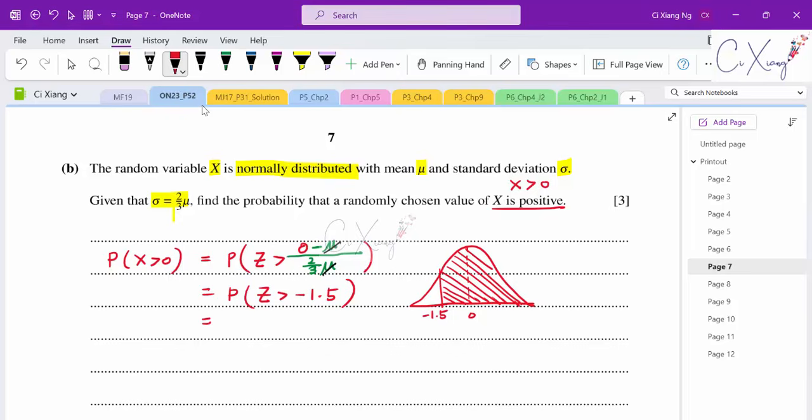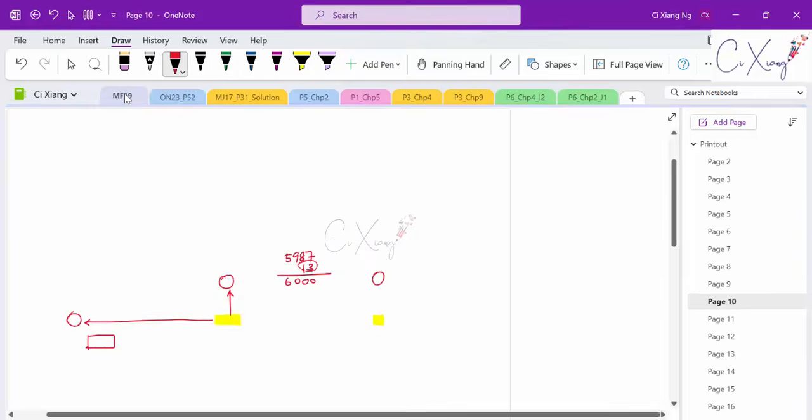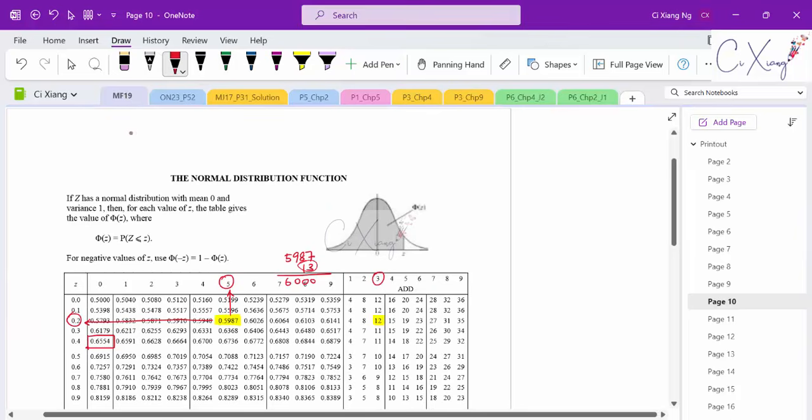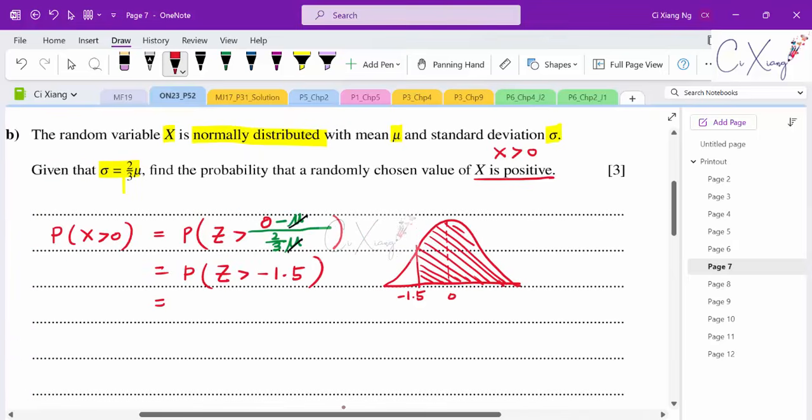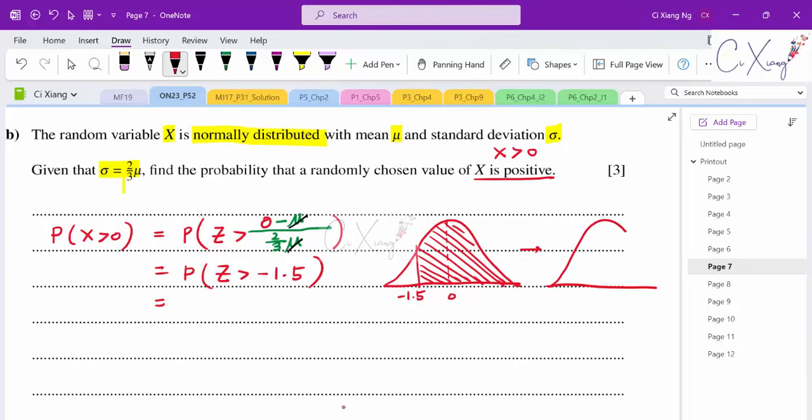Okay, then again, I cannot find out the particular area because my value of Z is negative. In all my normal distribution tables, the values of Z are positive. So I need to think of a way to link the area that I want to find. It is actually equal to the area where Z is positive 1.5 and this one. So you know that these two areas are basically the same. So I will write it as Z smaller than 1.5.